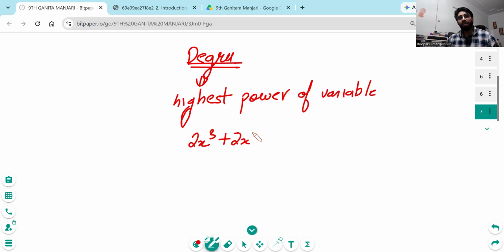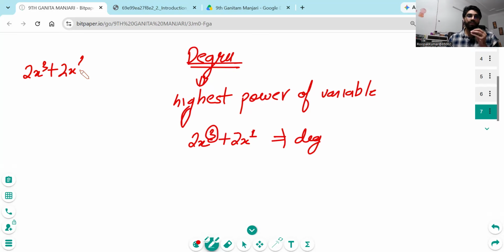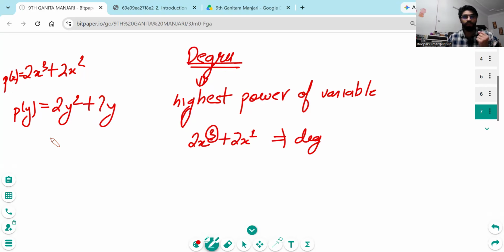So if we see, the highest power variable is 3. That's why the degree of this polynomial is 3. By the way, one interesting thing: will you keep writing "degree of 2x³ + 2x² is 3" again and again? No, a better way is to denote it with some notation. So we are going to notate it like this. How do we read it? Polynomial in variable x, let's say. I gave you this, so this will be read as polynomial in variable y. Okay, so this is a notation for the polynomial so that we don't have to write it out in full again and again.